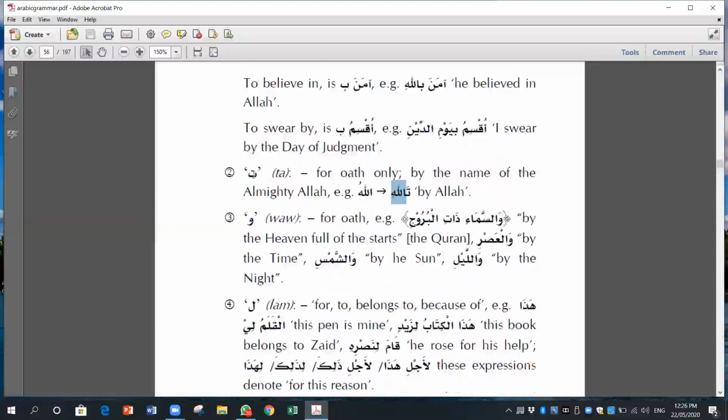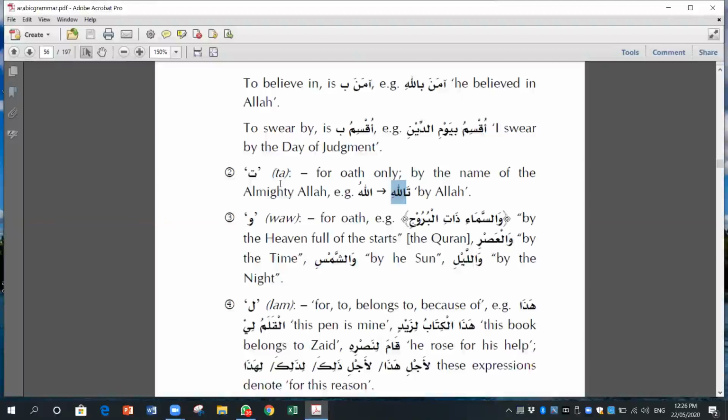So this ta, they have a function also. What is the function? That they will bring kasra on the noun. This is their function, this is their action. And each harf jar will have a separate meaning, plus the action will be the same. Every harf jar will bring kasra.